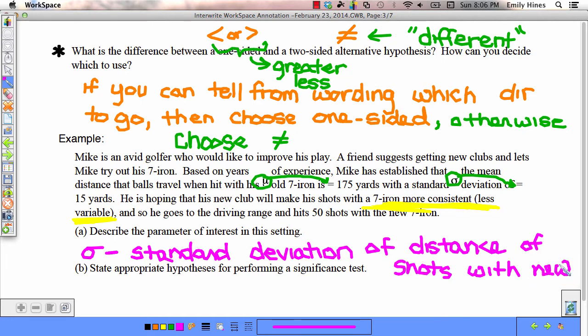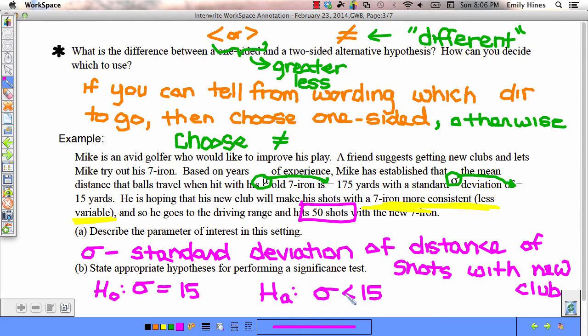And so what would the hypotheses be? Well, remember the null one is always going to be no difference. So if it's no difference between this club and the club before, then the standard deviation is going to be 15. We are looking to make his shots less variable, which means we want to test the hypothesis that, based on whatever sample standard deviation we get out of these 50 shots he's about to hit, we're going to test the claim that his new club has a standard deviation less than that.